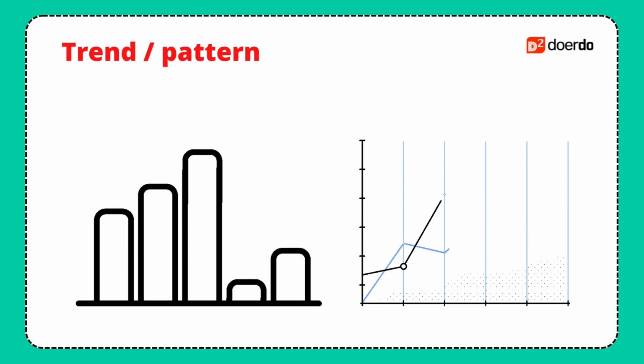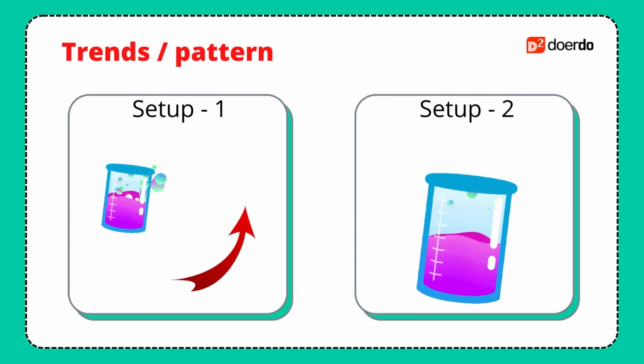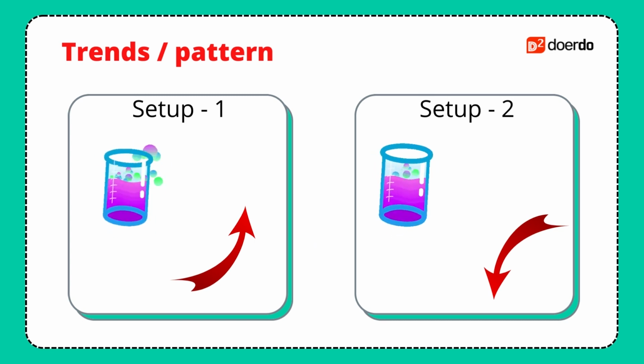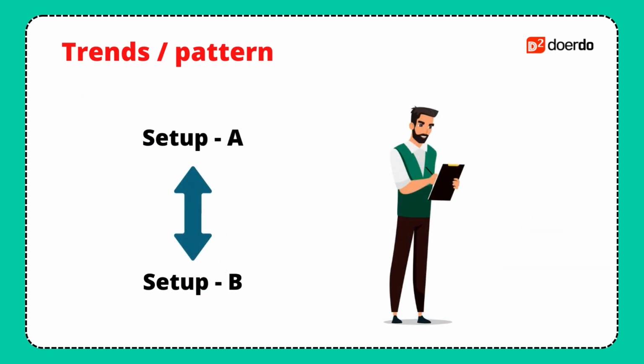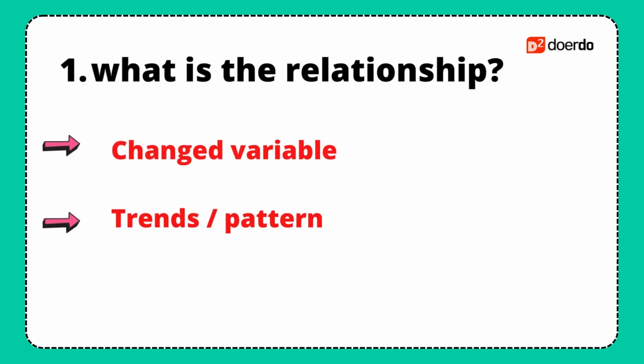And what happens between different tests in one setup? What is the trend? Is it increasing? In setup 2, is it always decreasing? So you have to look for trends. These are the things that they are looking for when they ask what is the relationship between setup A and setup B, or what happens when the number of coils around the iron rod increases or decreases. What is the relationship? This is what the examiner is looking at. This is one type of question.